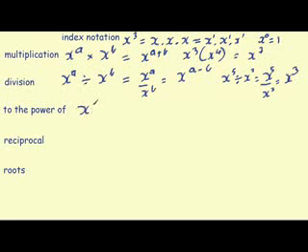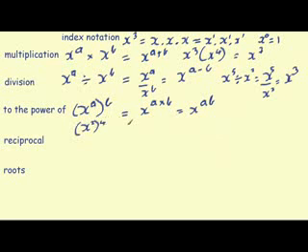Okay, index notation with to the power of. If we have x to the power a, and we raise x to the power a to the power b, then the result is x to the power a times b. In other words, x to the ab. Here's an example. We have x to the power 2, x squared, to the power 4. What do we do with the indices? We multiply them together. Okay, we get 8.